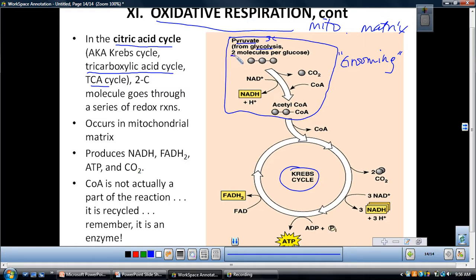And we have 2 of these, don't forget. There are 2 pyruvic acids, which is what this is showing you. So here they are. This is a 3-carbon.